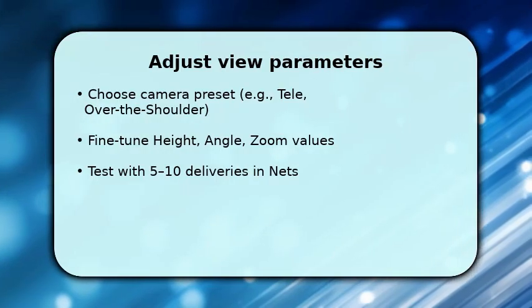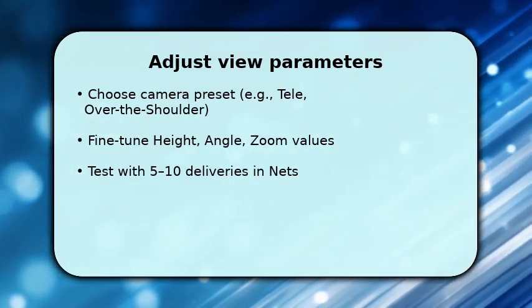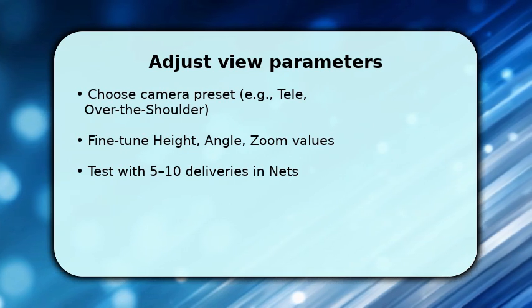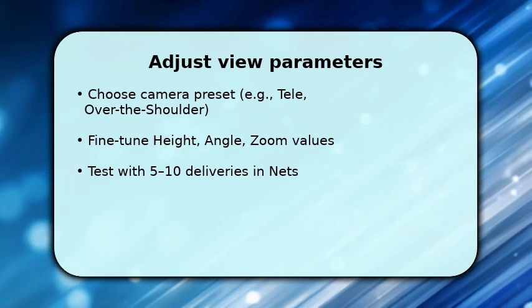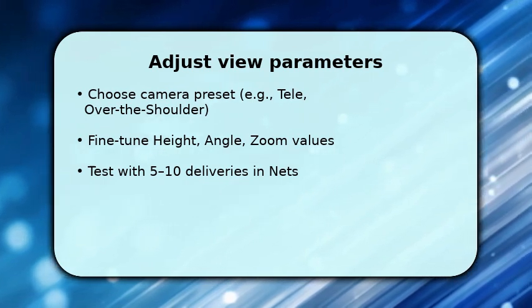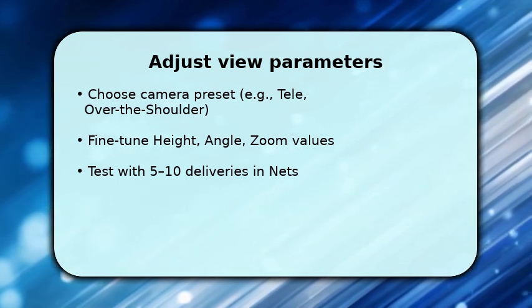Now you change the actual view and why each option matters. Select a camera preset. Tele gives close-up, over the shoulder gives situational awareness, because presets set baseline framing. Once chosen, fine-tune height, angle, and zoom. Small changes alter timing perception and shot timing.